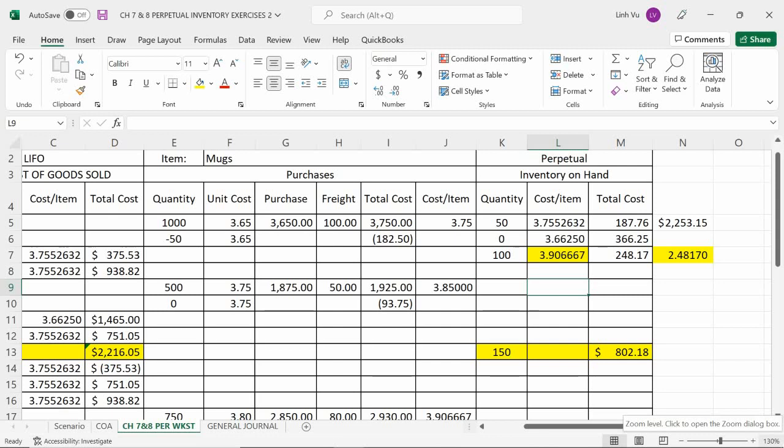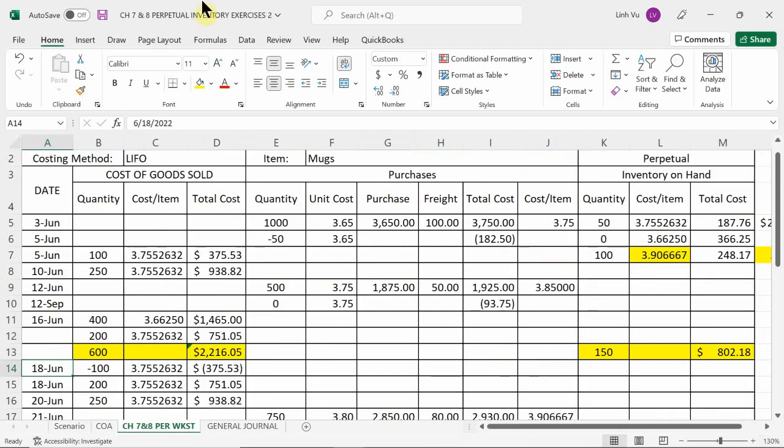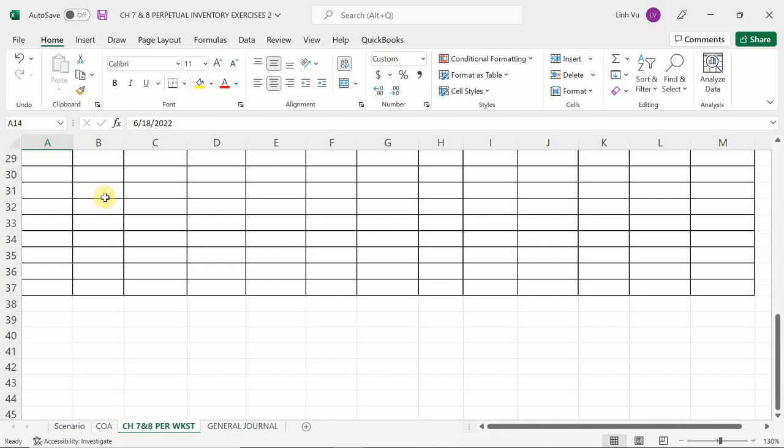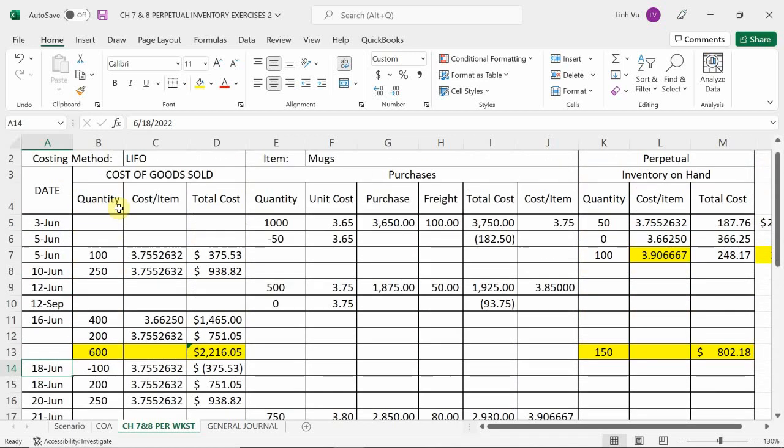So, all right. And that is it for the inventory worksheet on what happens when we have purchases and purchase returns and allowances, sales, and sales returns and allowances, okay? All right, any questions in regards to this chapter 7 and 8 review? Yes.